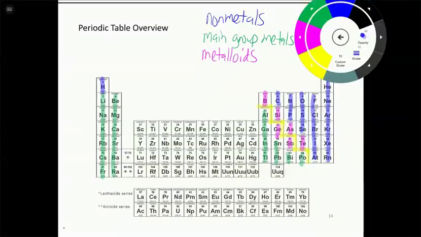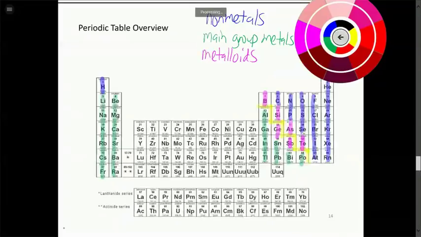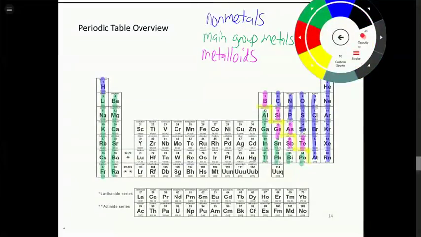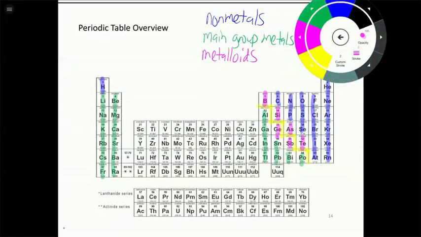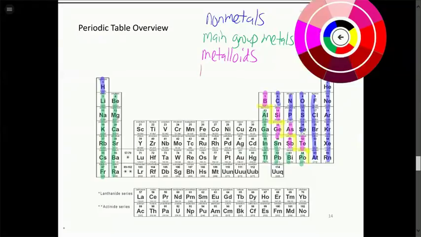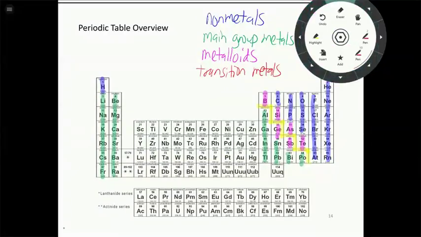And then finally, the other 2 categories of metals are going to be, how many colors do I have here? I'm running out of colors. We haven't done red yet. All right, we have the transition metals. Transition metals are one other category of metals. And these ones are in the D block of the periodic table.